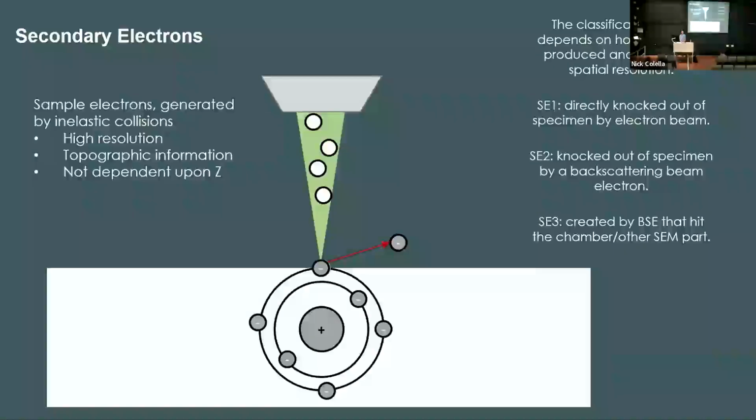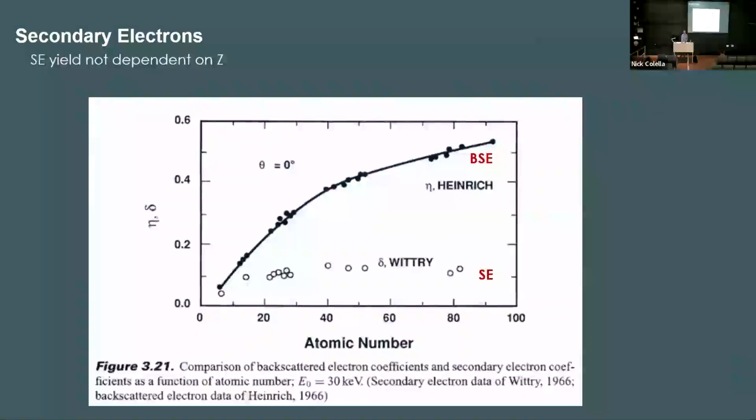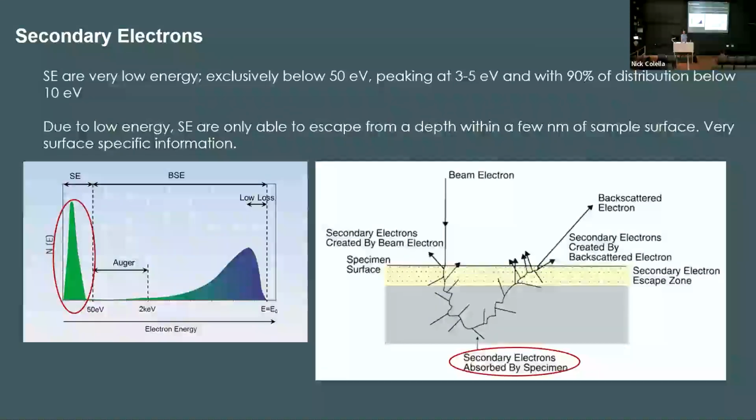Okay, secondary electrons are coming from the sample. As I mentioned, they're not dependent on the atomic number of the specimen, but instead are going to reflect variations in the sample surface topography, right?